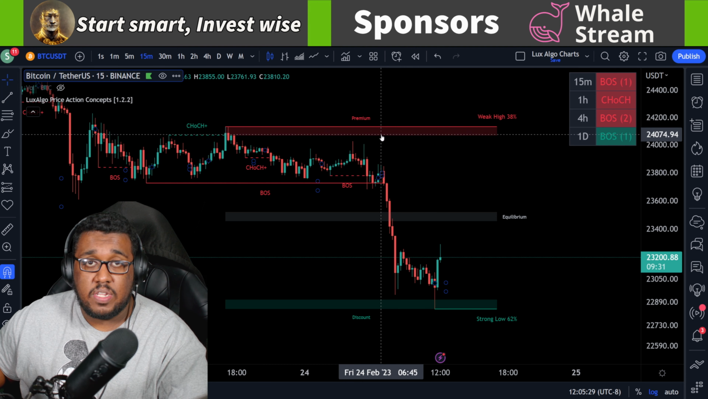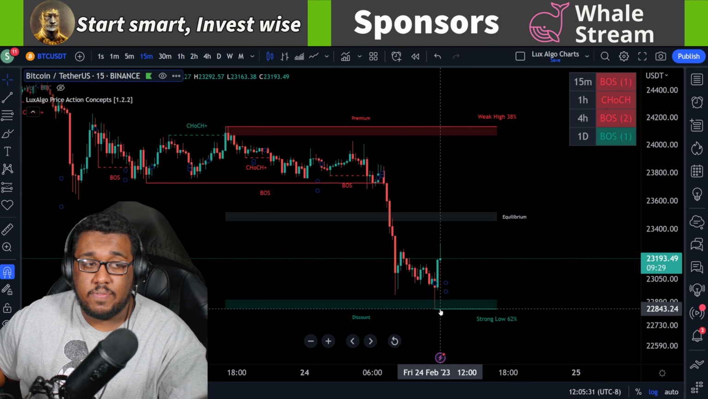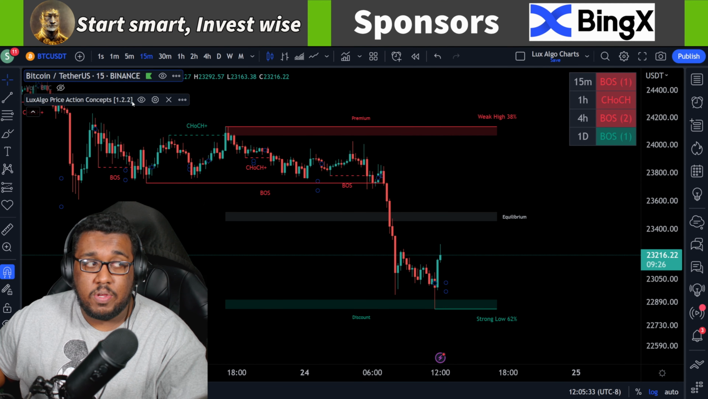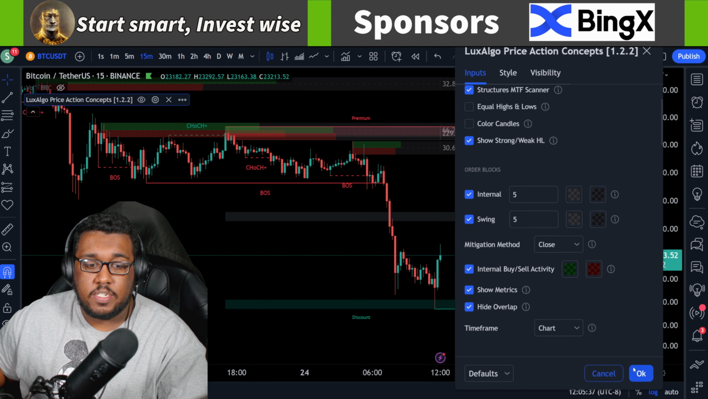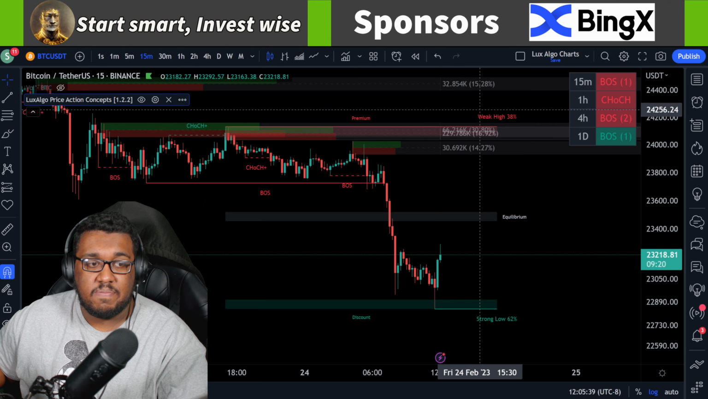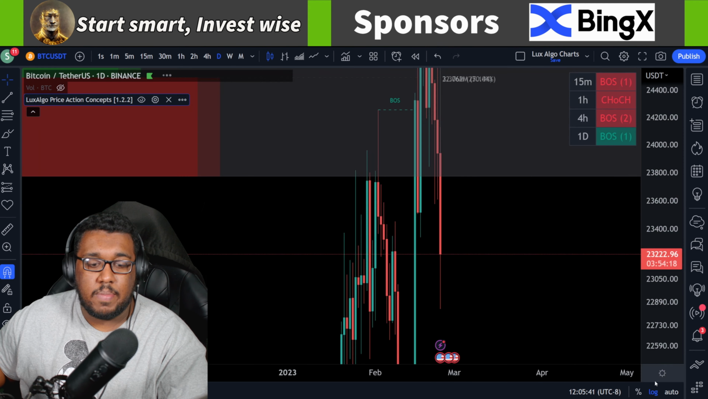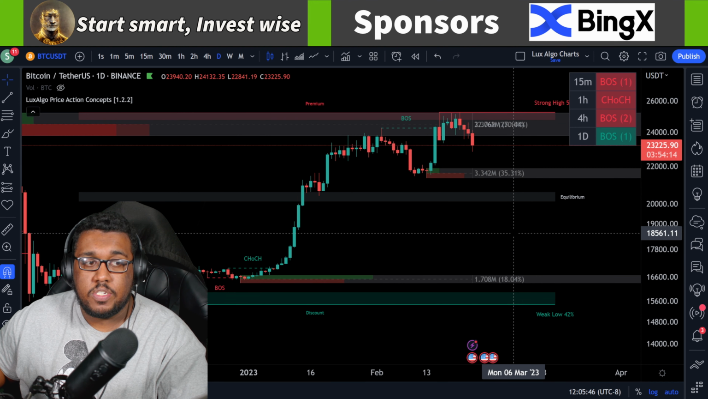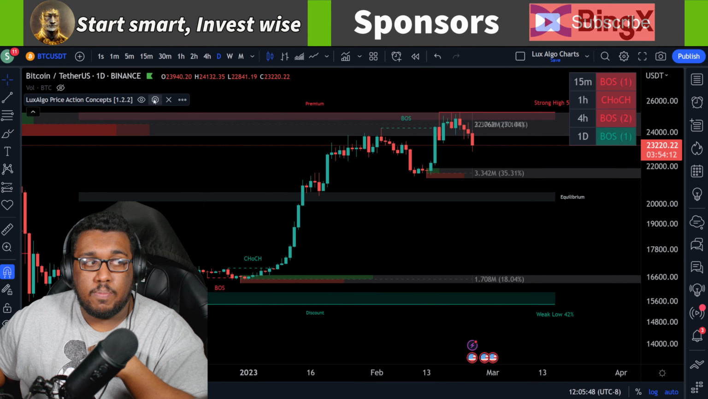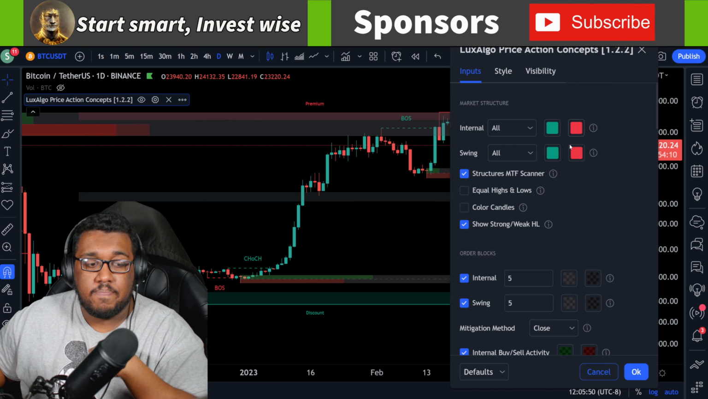You may see some overlap with the order blocks and these levels of discount and premium. I would be okay with the overlap if I were you. It's not going to really bother you too much, especially because see the red just kind of matches up there. It's not the end of the world. I don't mind that overlap, but if you guys do mind it, choose whichever one matters most to you. I would say that the order blocks are more important than the premium zones, okay?